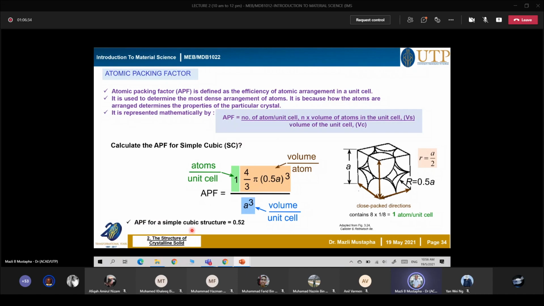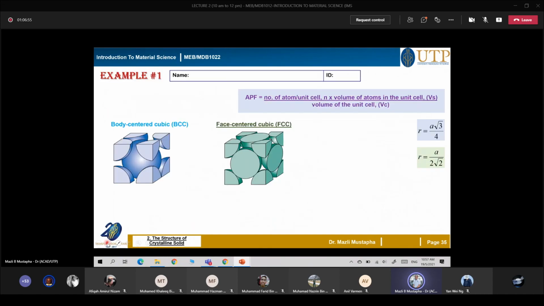Okay, the APF for simple cubic, using this relation of formula, you will find is 0.52. Later on we can do the exercise whether it's correct or not. Okay, and then I move on. For example one, I think we do it together before we have a break.